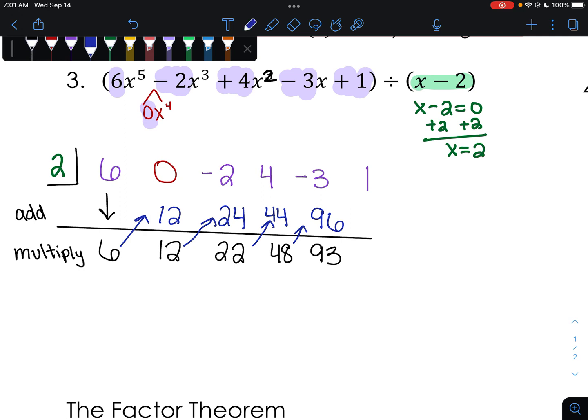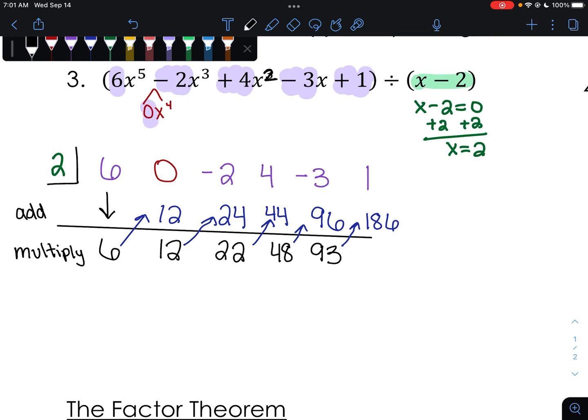And one more time, 2 times 93, that is 186. And then I add down. 1 plus 186 is 187. So that's it for synthetic division. I will not draw the arrows anymore throughout this video.